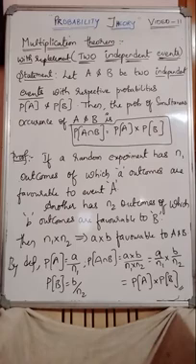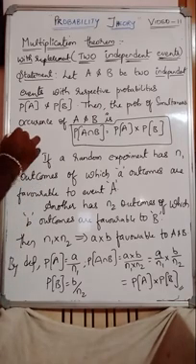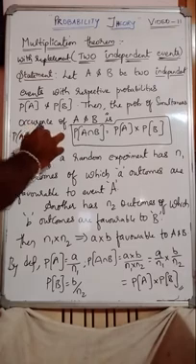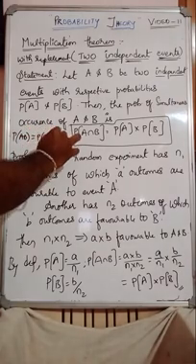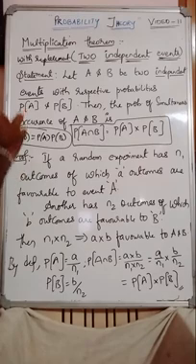So this is the proof of the multiplication theorem of two independent events. Definitely this is the with-replacement case. Clear, guys? So this is exactly the with-replacement case. Thus the two events A and B are independent if and only if P of A intersection B, which can also be written as P of AB, equals P of A into P of B. So this is the condition for two independent events.